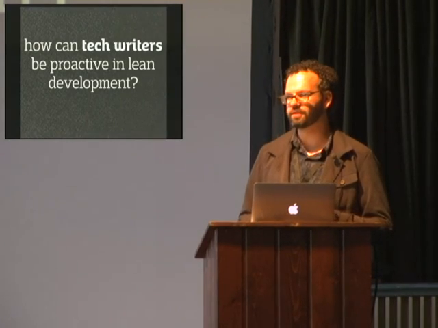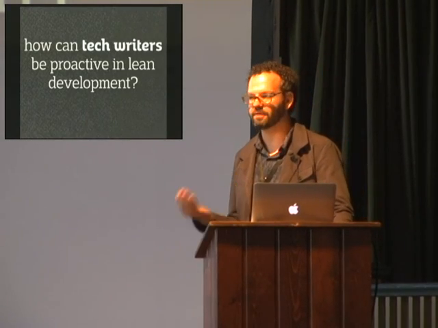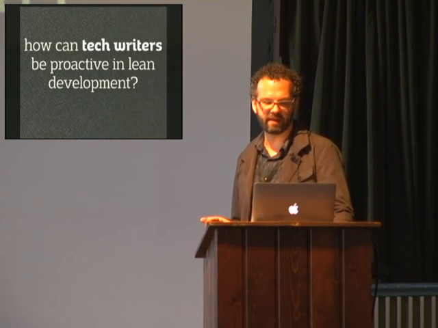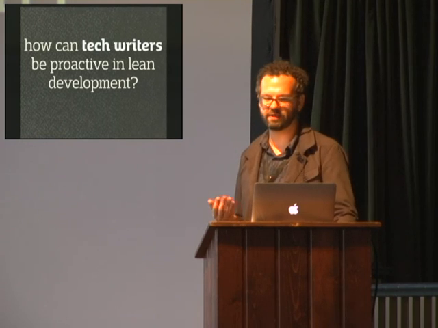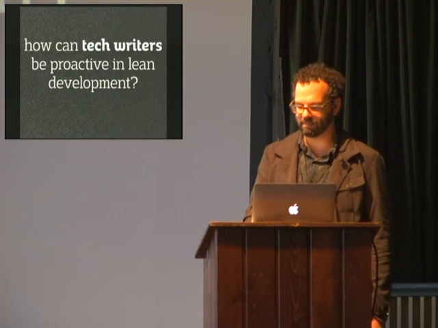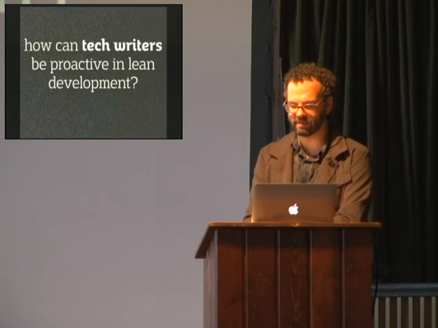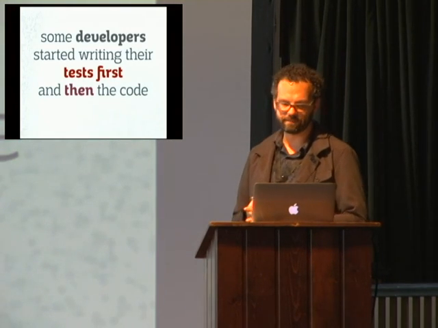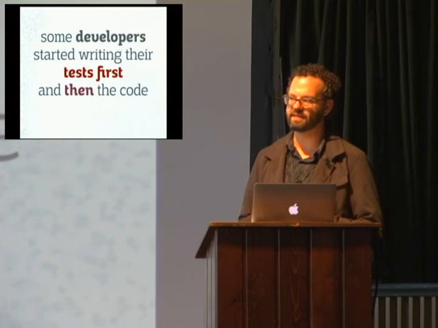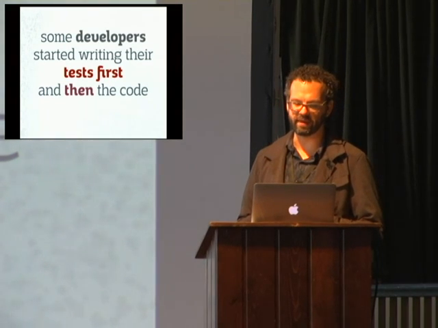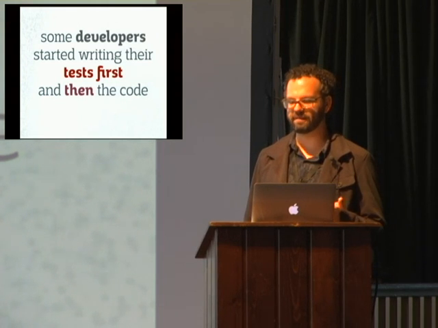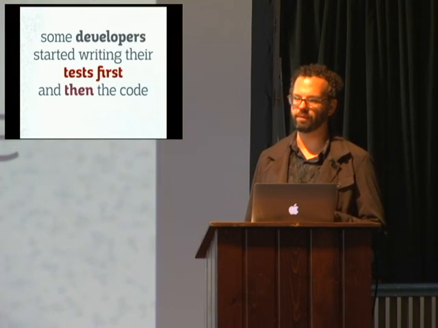I believe that there's also a way for writers to be proactive in the product development process as well. And there's room for writers to be leaders in that. And again, visiting what developers do, some developers started writing their tests first, and then they wrote the code to pass those tests. This is a bit controversial right now, but the theory is that by thinking about what success looks like, what failure looks like first, you can write better code.